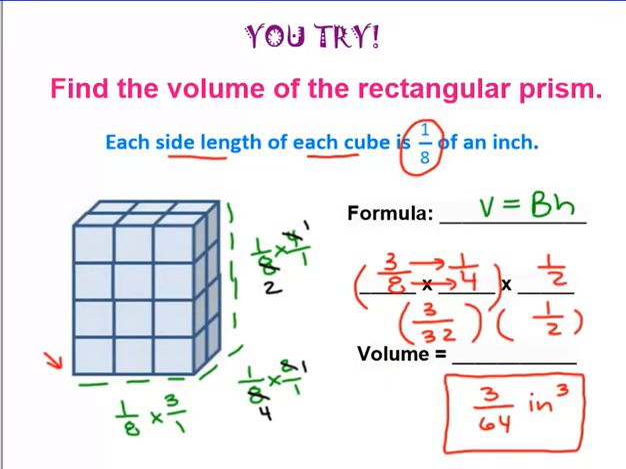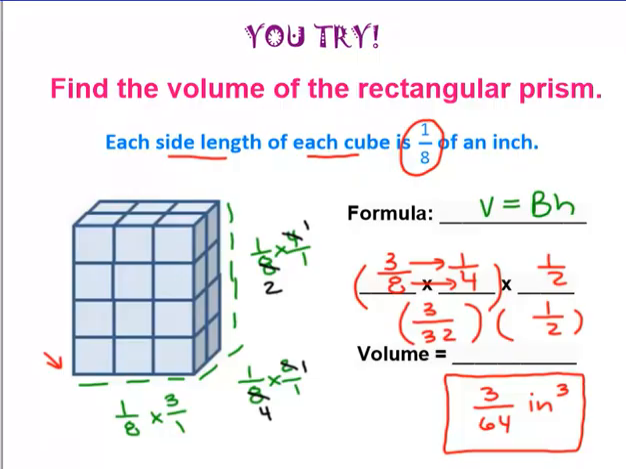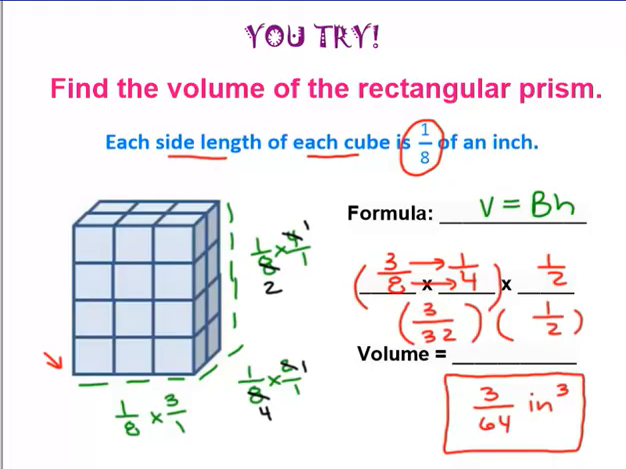So I first simplified the inside of the parentheses. 3 times 1 is 3, 8 times 4 is 32, and then I multiplied that times the height of the prism, which is 1/2. So 3 times 1 is 3, and 32 times 2 is 64. Now remember, as long as you simplify during this stage, you will never have to simplify over here, as you're just multiplying.